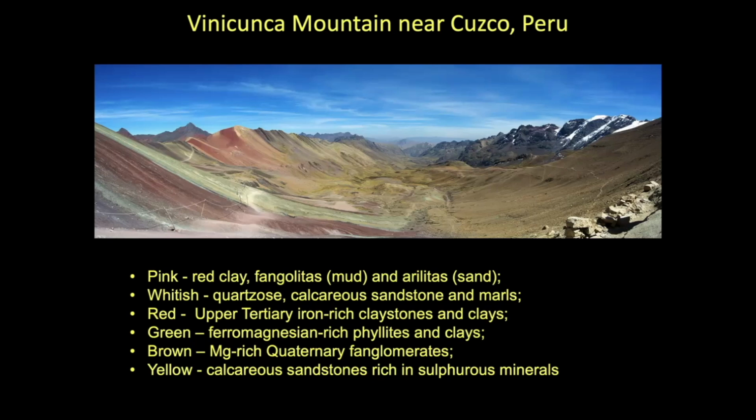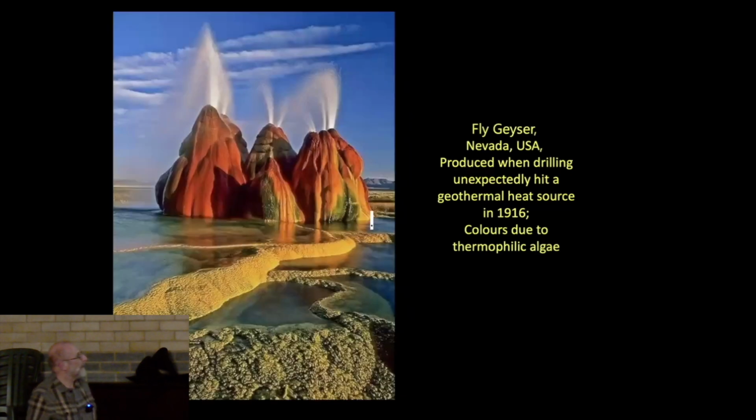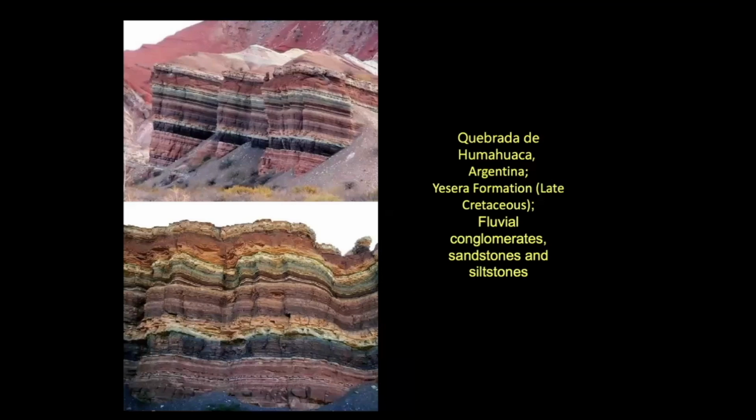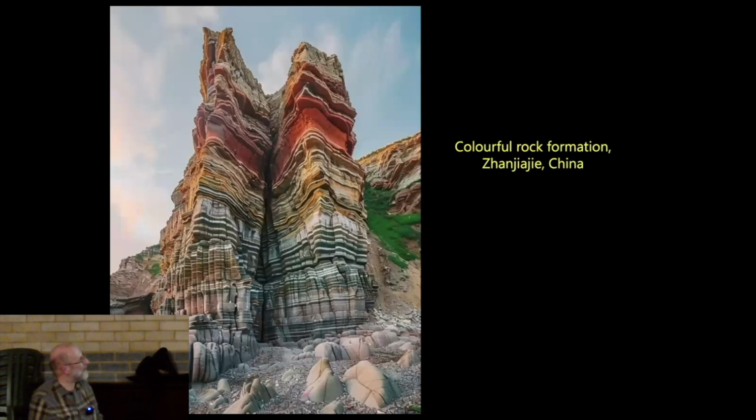And we've got a few others here, look, some from the Salt Dome in Iran. The colours here are actually due to thermophilic algae and bacteria, but associated with a geyser, and petrified national forests. Some of you may have been there, with the agatized wood that you can see there. And a few sequences here from the late Cretaceous of Argentina. And just finally, some rock formations from China. I might just well leave it there, really, because the art is done, isn't it?